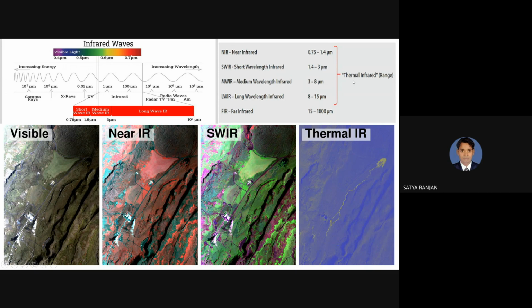So in this upper area, there is the thermal infrared range. So it is very important. Most of the time they ask what is the bandwidth of the thermal infrared. So it is from 0.75 to, sorry, this is 0.75 to 15 micrometer. This is the range of the thermal infrared.